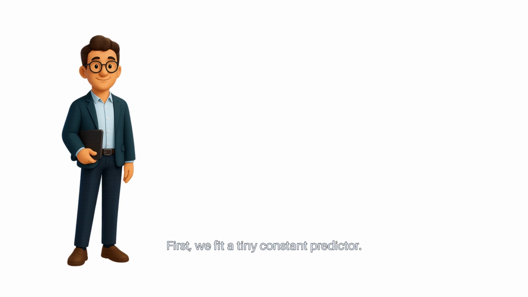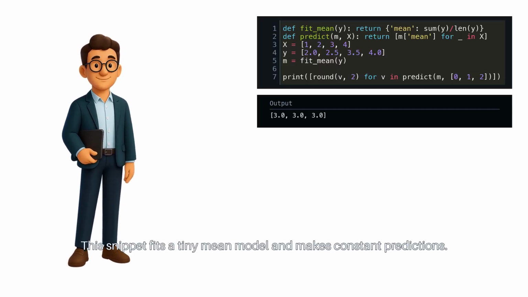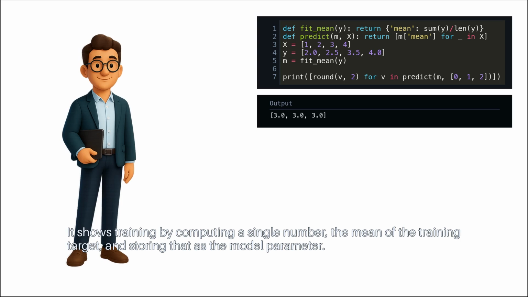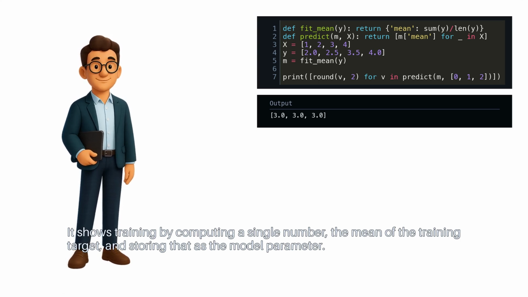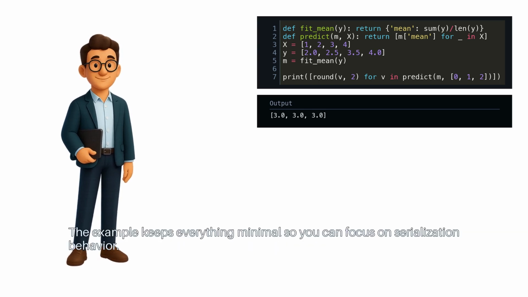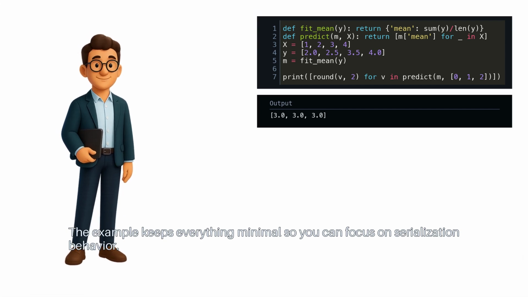First, we fit a tiny constant predictor. This snippet fits a tiny mean model and makes constant predictions. It shows training by computing a single number, the mean of the training target, and storing that as the model parameter. The example keeps everything minimal, so you can focus on serialization behavior.